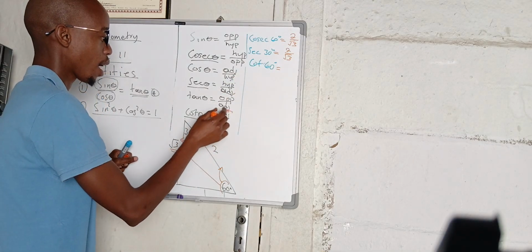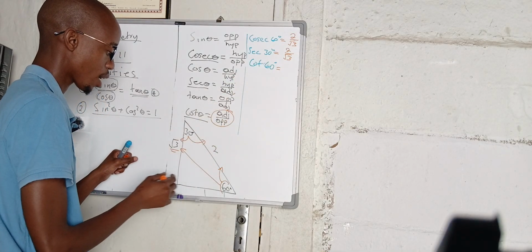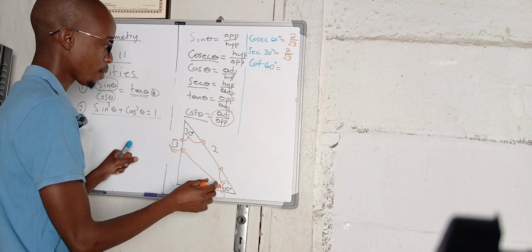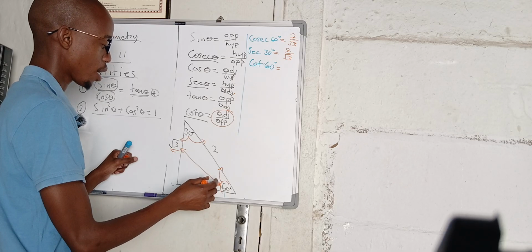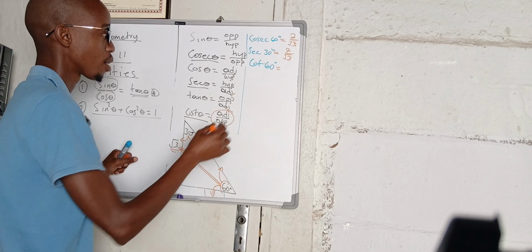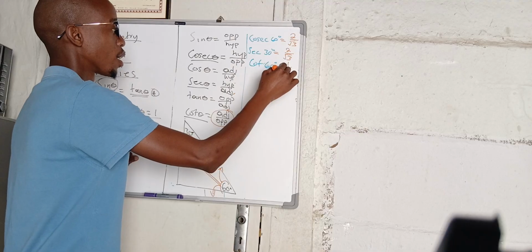Cotangent, what is that? Adjacent over opposite. What is our adjacent of 60? It's going to be 1. And then opposite is going to give us what? Root 3, so 1 over root 3.